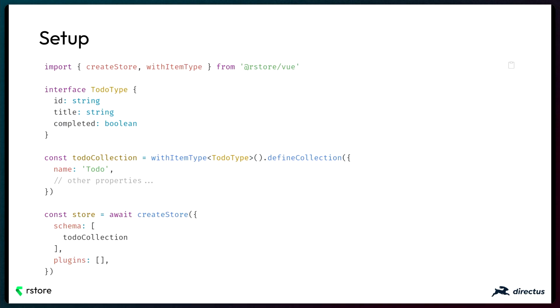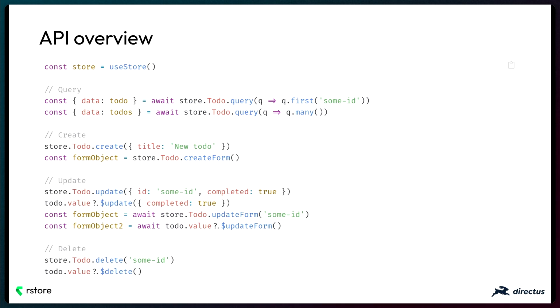So here's an example of a setup for rstore. You create an instance with a schema of collections. That's a big difference, for example, with Pinia, because Pinia is really freeform, and you don't really have a structure. But rstore does have a schema. So you define collections, let's say to-dos, for example, and it's basically kind of like a table in a database.